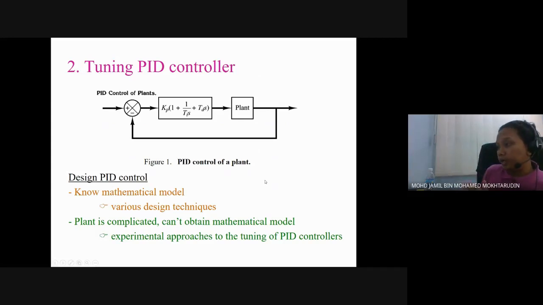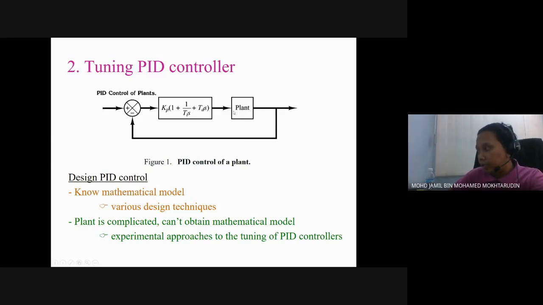Now is the important part of the PID controller lecture, which is how to tune the PID controller. Given a transfer function, a system, a block diagram here with a plant and PID controller, there are two ways to design the PID controller. The first method is by using a mathematical model. If you know the mathematical model for the plant, then you can design the PID controller using maybe MATLAB. But most of the time the model for the plant is very complicated and you can't obtain the mathematical model, so you have to tune the PID controller manually using an experimental approach.